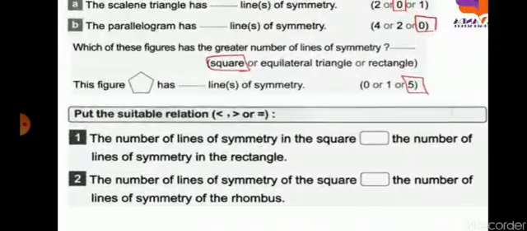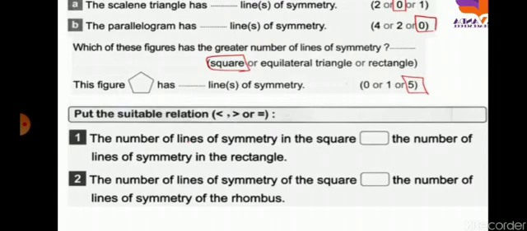Again, the scalene triangle, scalene trapezium, parallelogram, 0. Which of these figures has the greater number of lines of symmetry: square, equilateral triangle, or rectangle? Excellent. Equilateral triangle, 3. Rectangle, 2. Square, 4. So the square has the greater number of lines of symmetry.